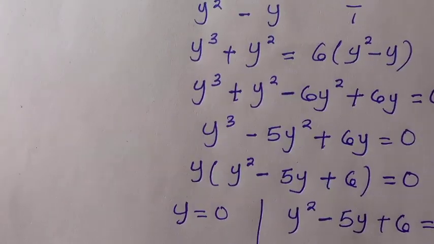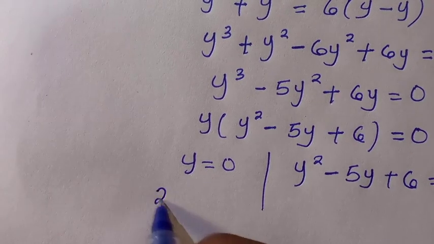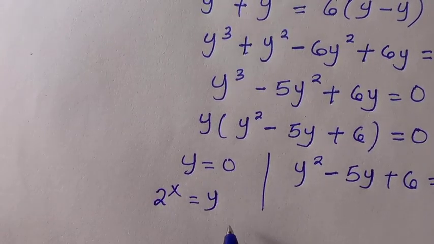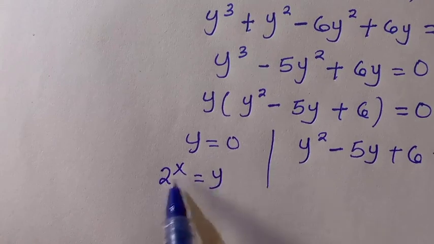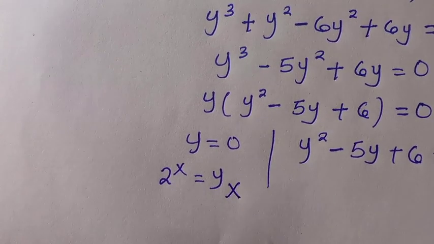So if y equals 0 here, this is meaningless, because 2 to the power x equals y, and if y equals 0, this is not possible. No matter what value of x we plug in, 2 to the power x is never 0, so we reject this.